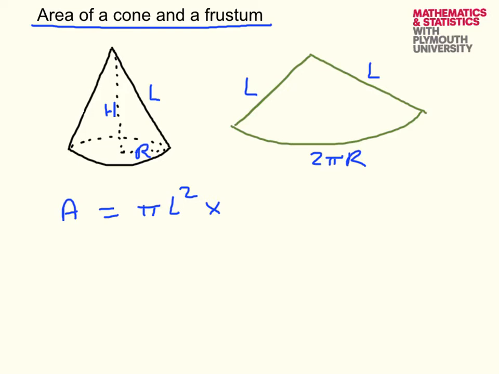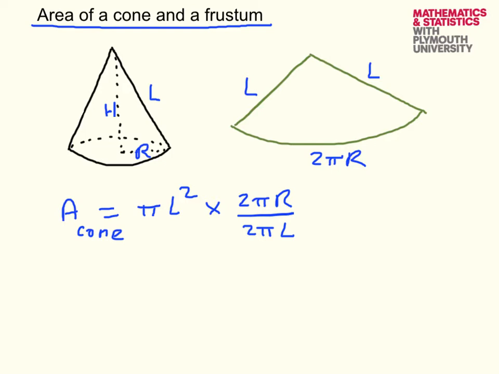Now, how do we know what fraction of a circle this is? Well, this distance is 2 pi R. The circumference of a whole circle would be 2 pi L, because L is the radius of this object. So we just need to say that our fraction is 2 pi R over 2 pi L. And of course these 2 pi factors will cancel in a minute, but this tells us what part of the circle we have. And this is the area of our cone.